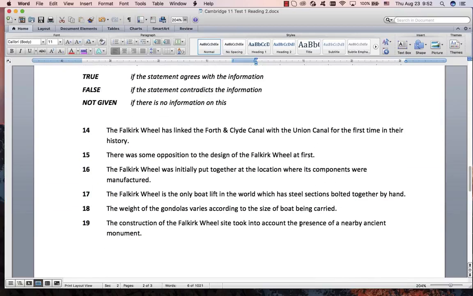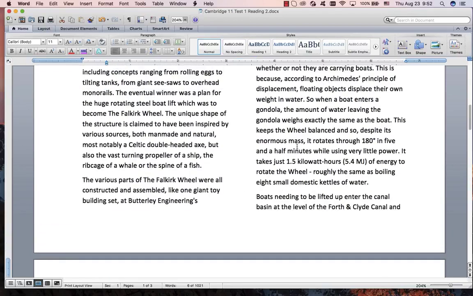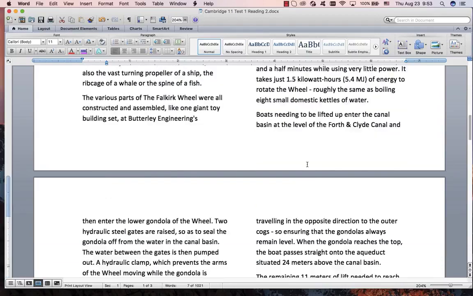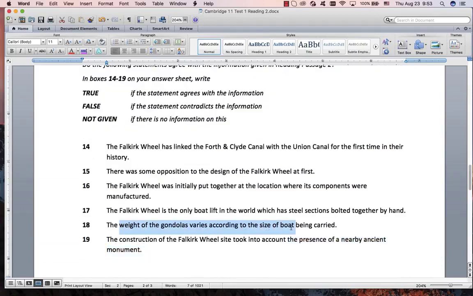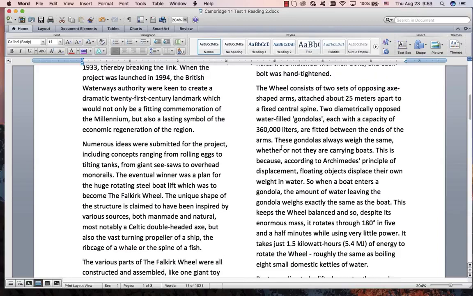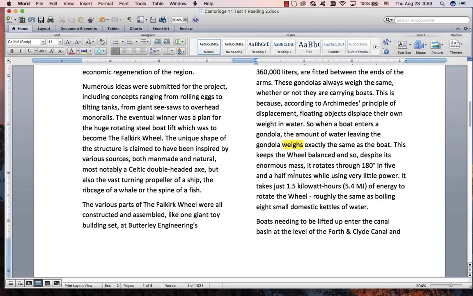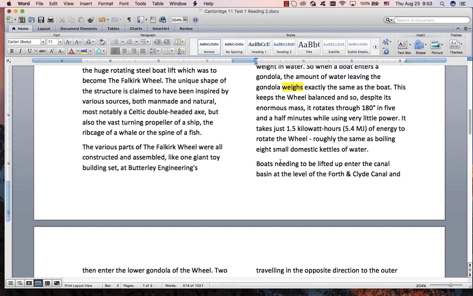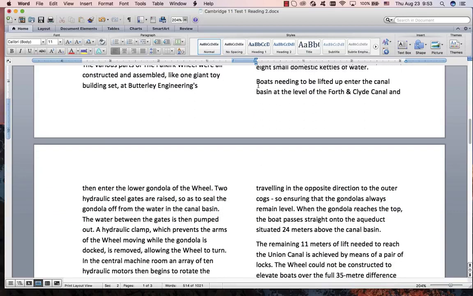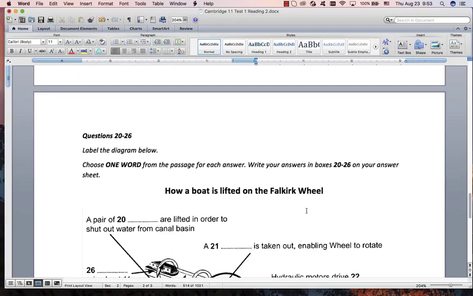Can you see anything about this? The presence of a nearby ancient monument. So we would be looking for somewhere here. I don't really see it. The weight of the gondolas varies. The weight of the gondolas changes. If I scan over here, I'm just looking for something about weight, and there it is over there. So that's kind of enough for now. I'm quite confident already that the diagram is going to come from these paragraphs over here. Alright, so let's get started then.